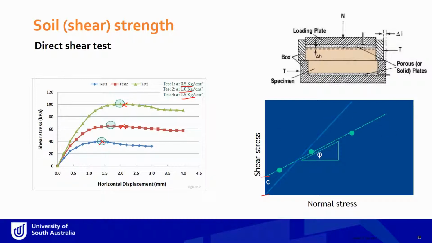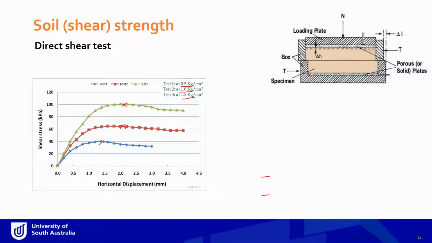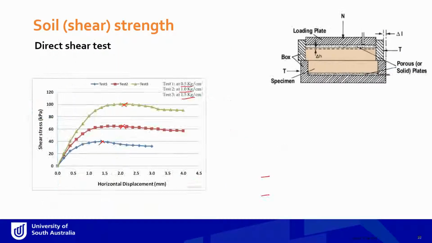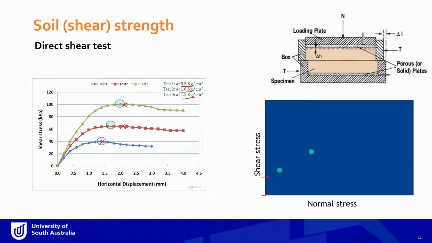So this can be true for one soil. If we have a different soil, we might have something like that. So for a different soil, the slope and the cohesion intercept will be different. By doing this test, we can find out C and phi, and if we go back to that equation, use them to find out the shear strength of that particular soil.